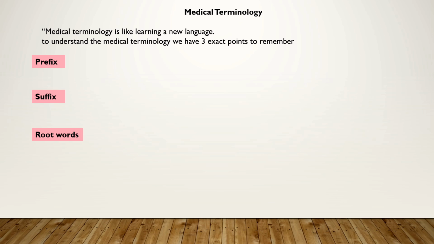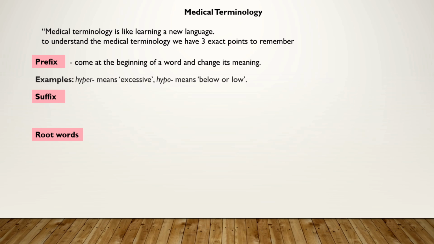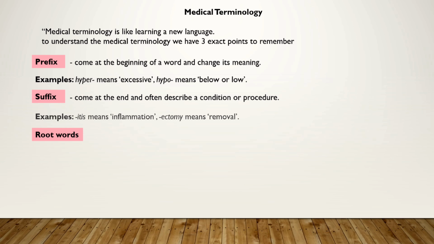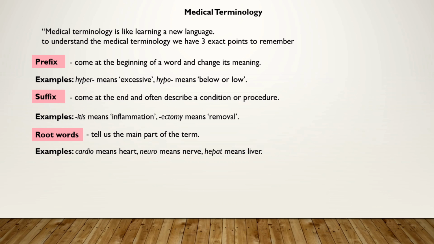We all know about prefixes and suffixes. A prefix comes at the beginning of a word and changes its meaning. The examples are hyper means excessive, hypo means below or low. Now suffix. A suffix comes at the end and often describes a condition or procedure. The examples are itis means inflammation, ectomy means removal. Now let's talk about the root words. Root words tell us the main part of the term. Example, cardio means heart, neuro means nerve, hepato means liver.